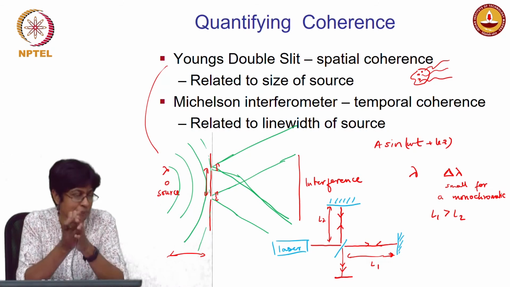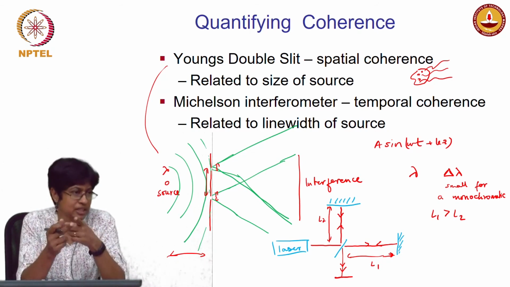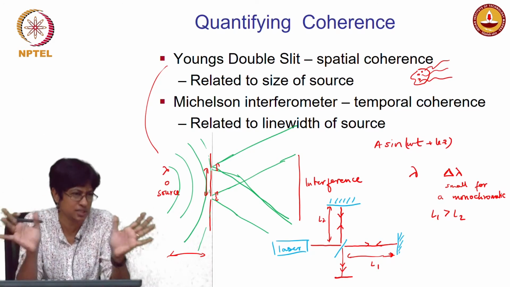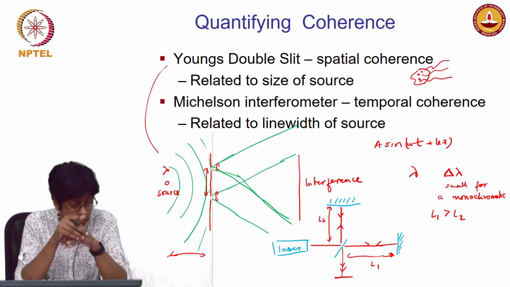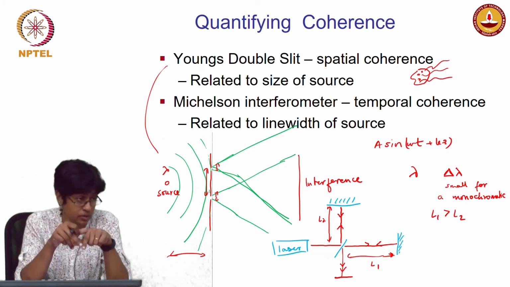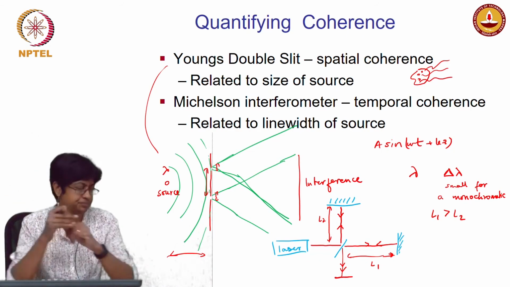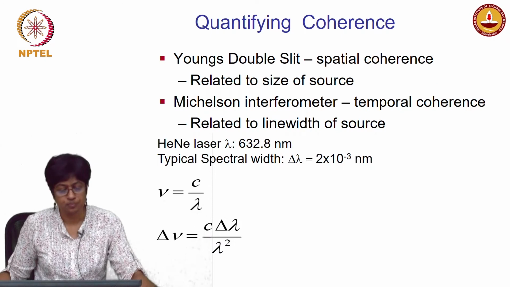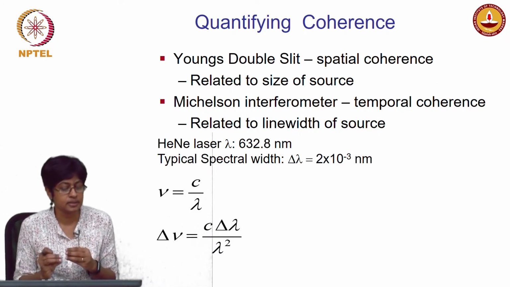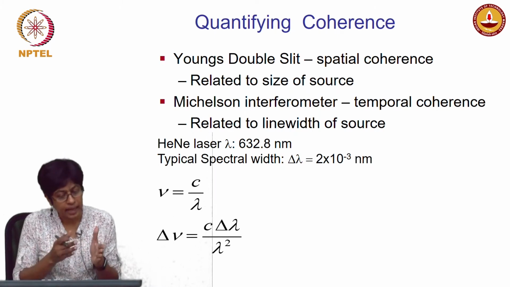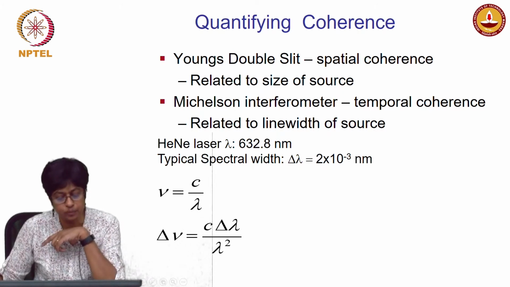Because you have these number of emitters, and they will be out of sync both spatially as well as temporally in most cases. You can have a source with very good spatial coherence, but the temporal coherence may be poor. So, how do I actually relate these parameters and quantify the coherence? Let us look at the case of temporal coherence.